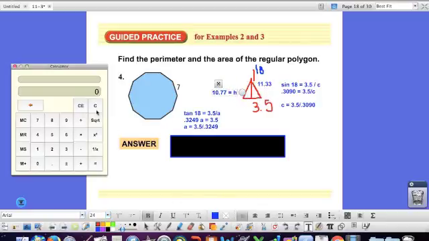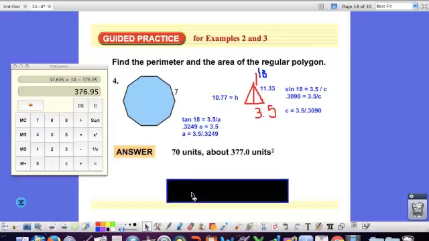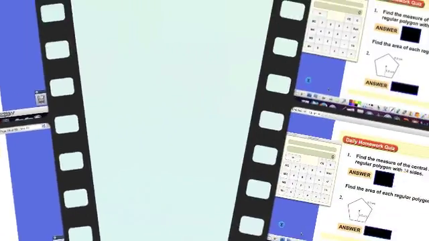Now I'll use this calculator to find the area of each of these triangles. It's 1/2 base times the height. The base is 7. The height is 10.77, divided by 2, and there's 10 of these. So the area of this shape is 376.95, which will round to 377 units.